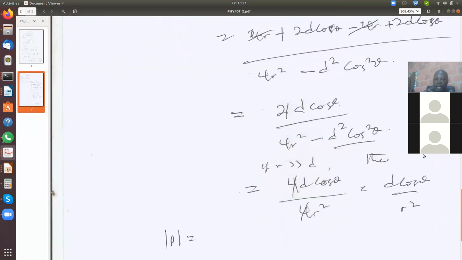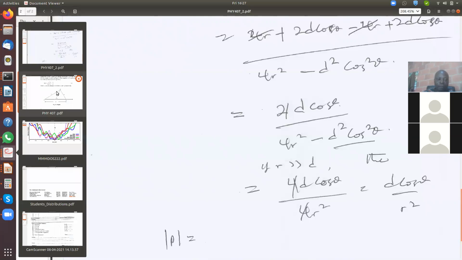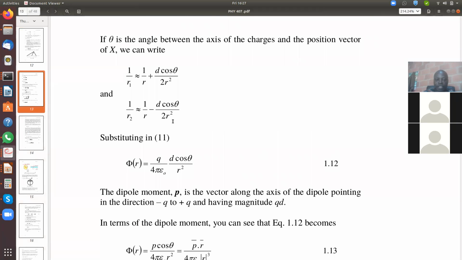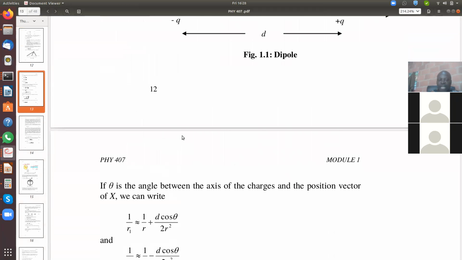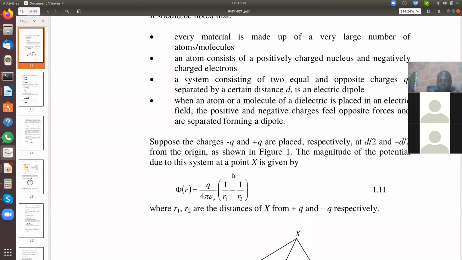So this one now, if you come back to this formula here, we have this expression. From these two things now, we have this expression, which we just derived. By the time you put it together, then you now have the dipole moment P is the vector along the axis of the dipole pointing in the direction of minus Q to plus Q and having magnitude of QD. So since we have this now derived, by the time you put it in the formula, because it's replacing what we have just derived, you are replacing the whole of this now with D cos theta over R squared.